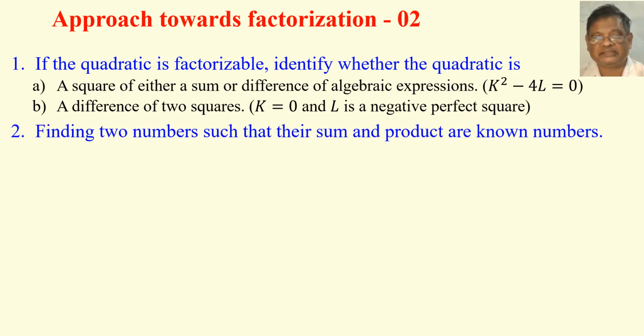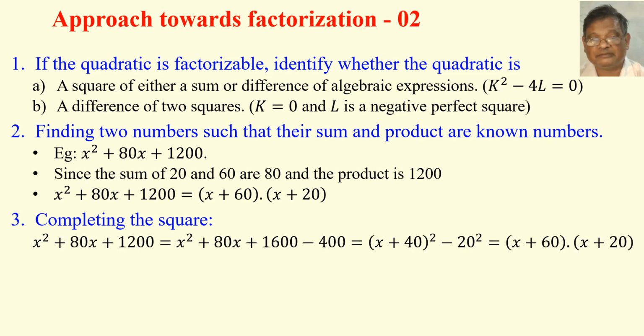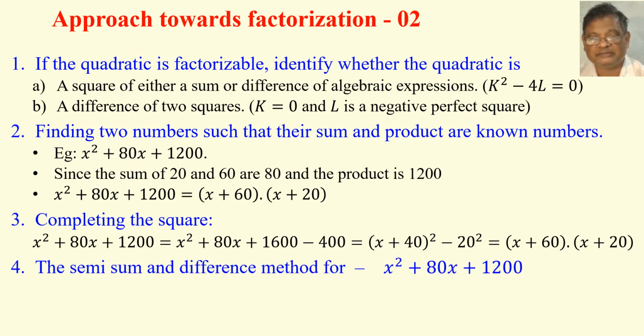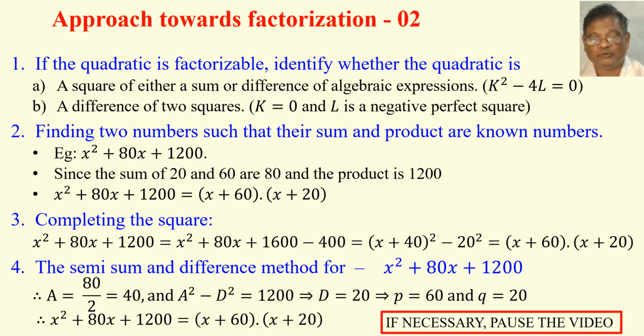Finding two numbers such that their sum and product are known numbers, such as x squared plus 80x plus 1200. Since the sum of 20 and 60 is 80 and the product is 1200, x squared plus 80x plus 1200 is equal to x plus 60 into x plus 20. The other technique is completing the square, which is already described, and we get the same factors. Then the semi-sum and difference method can be applied to find the same factors as shown. If necessary, pause the video.